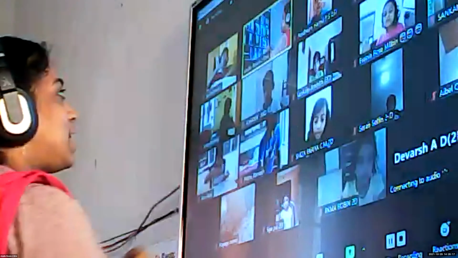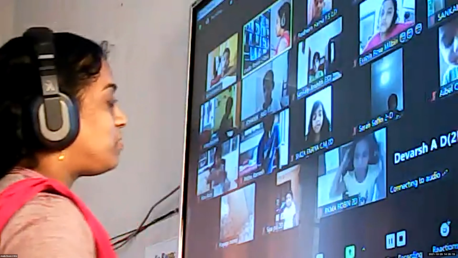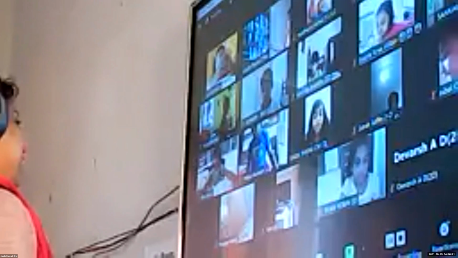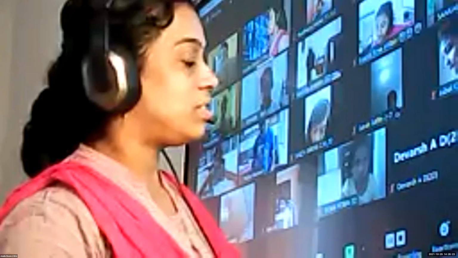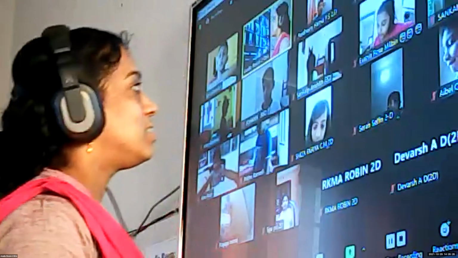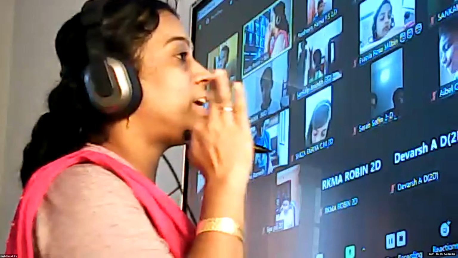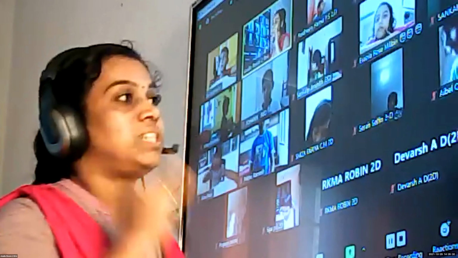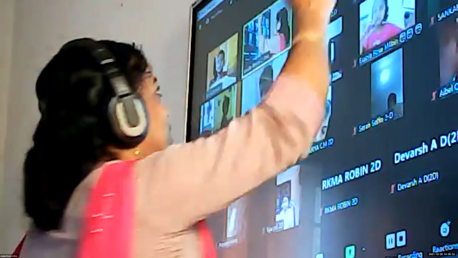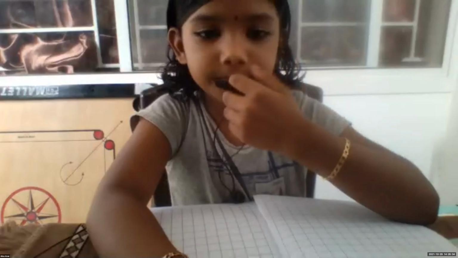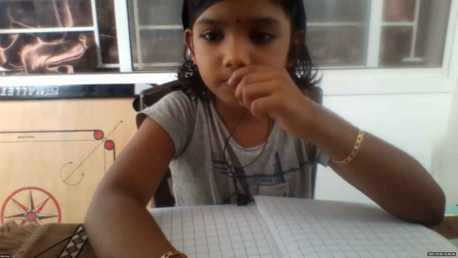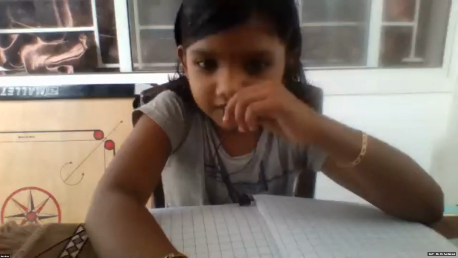Do you remember the addition properties which we studied in first standard? Listen, there are three properties of addition. The first one is zero property. What is that? Zero property of addition.